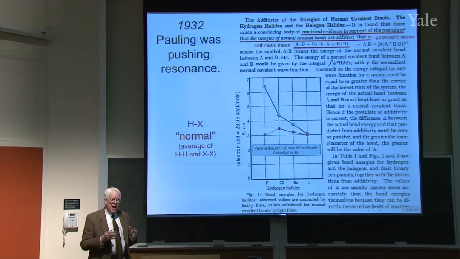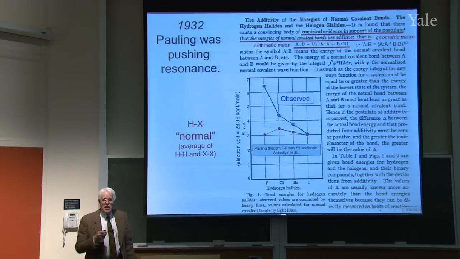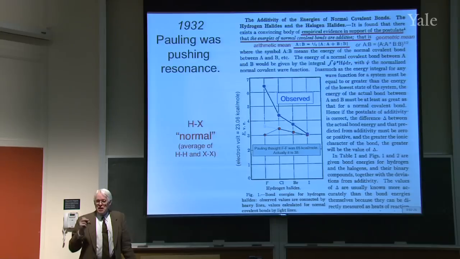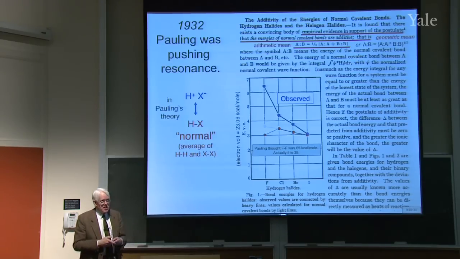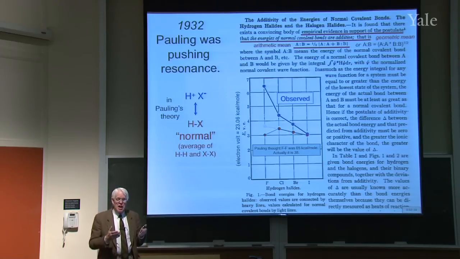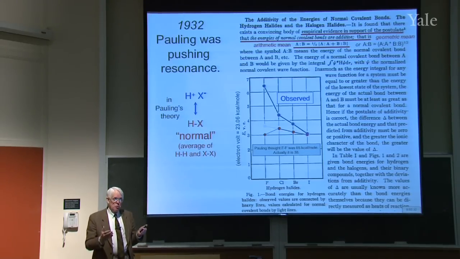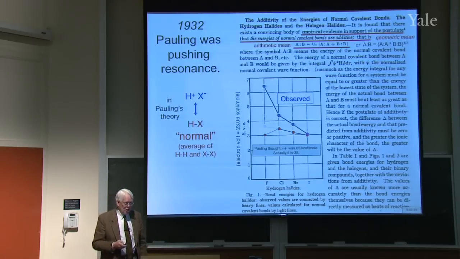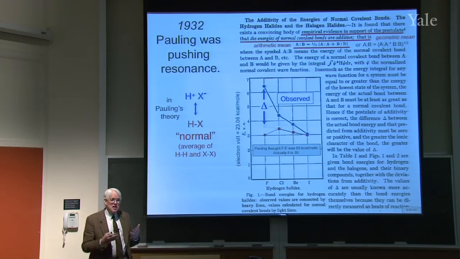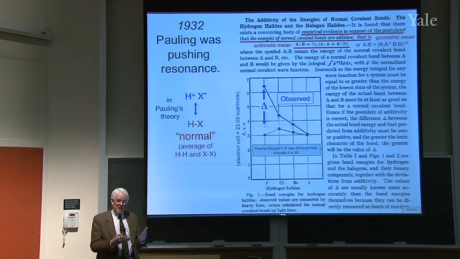But now, so this is theoretical. To get these red numbers, he used HH and XX and just took their average. Okay? Now, observed values are this. The bonds are actually stronger than you expect, but they're not all stronger by the same amount, right? The reason, in Pauling's resonance theory, is that you can have the polar resonance structure, which makes it more stable. And what this suggests is that there's this difference, delta, between what you would expect if it were normal, the average, and what you observed, which is what you have when you have this polar resonance structure.